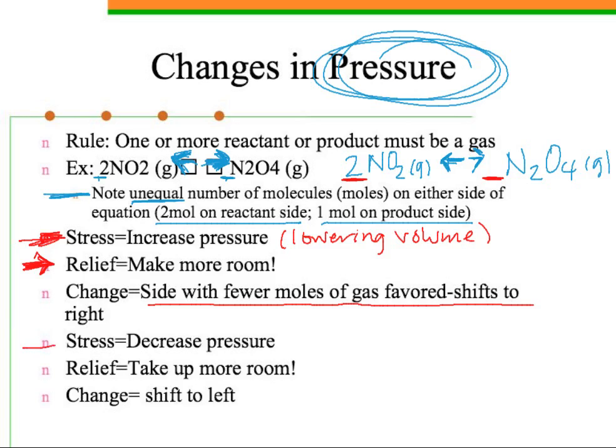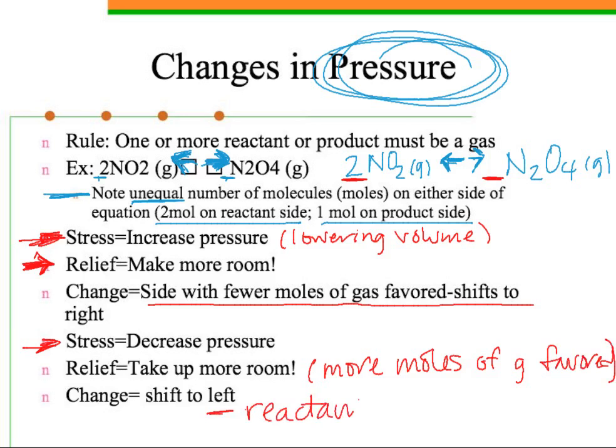Second example, if we decrease the pressure, then the reaction will respond by trying to take up more space. So the side with more moles of gas will be favored. And the side with more moles of gas is the left side, the reactant side. And that's our changes in pressure.